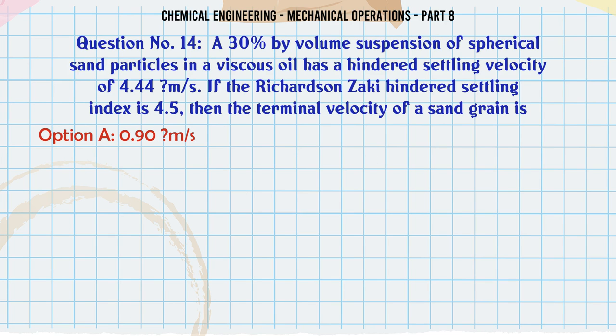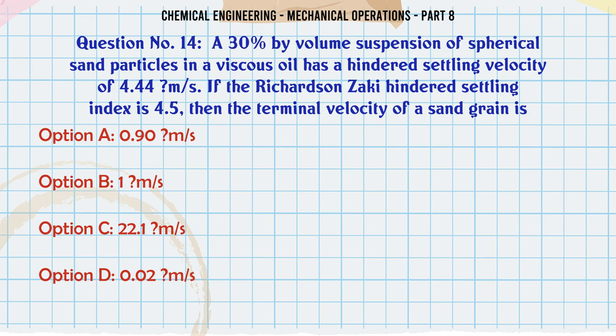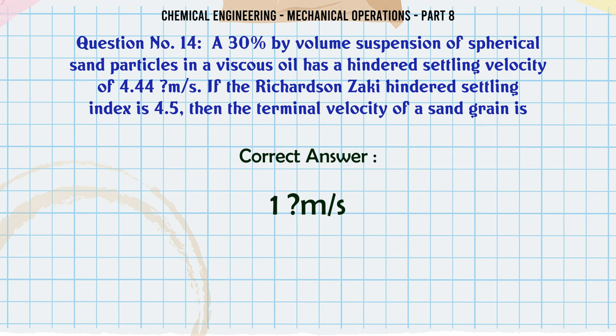A 30% by volume suspension of spherical sand particles in a viscous oil has a hindered settling velocity of 4.44 m/s. If the Richardson-Zaki hindered settling index is 4.5, then the terminal velocity of a sand grain is A. 0.90 m/s. B. 1 m/s. C. 22.1 m/s. D. 0.02 m/s. The correct answer is 1 m/s.